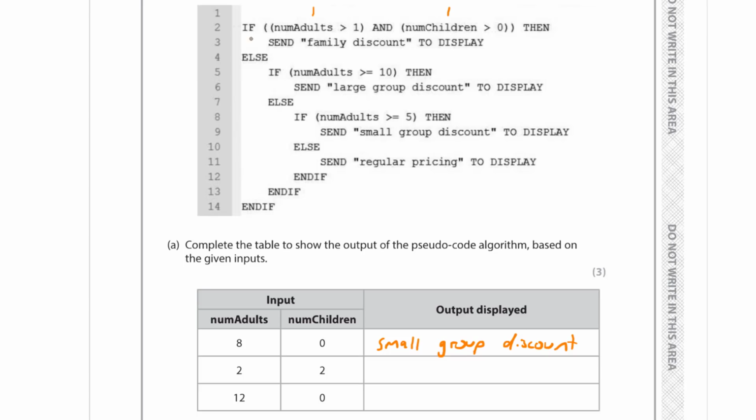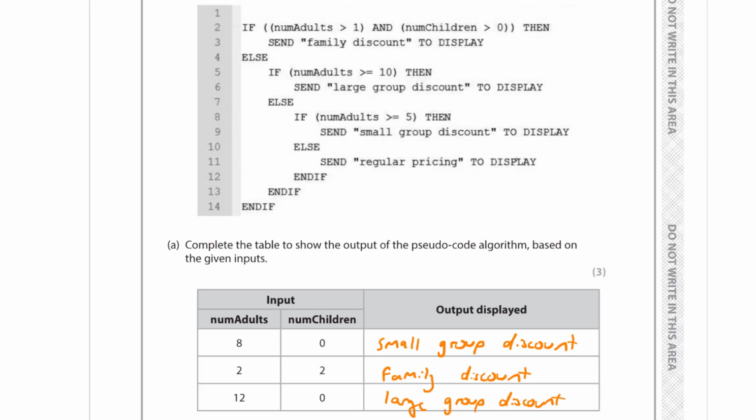So it's just going to return this, so it's going to be family discount this time. And then finally, 12 and 0, again, this is not going to get executed because this is going to be 0, so we'll skip to else, with a main else here. Then nested, we have number of adults is greater than or equal to 10, well it is, so this is just going to be large group discount. So it should be relatively self-explanatory, I suppose.